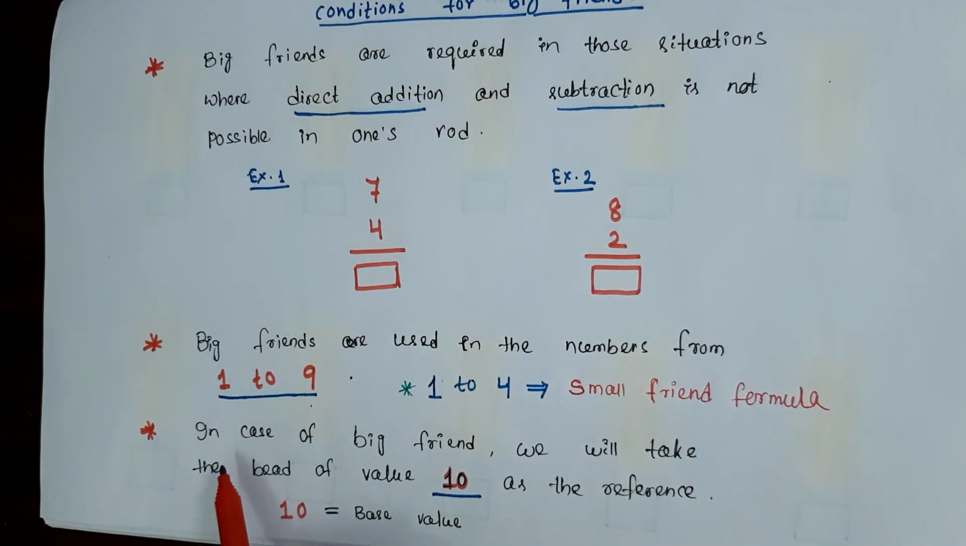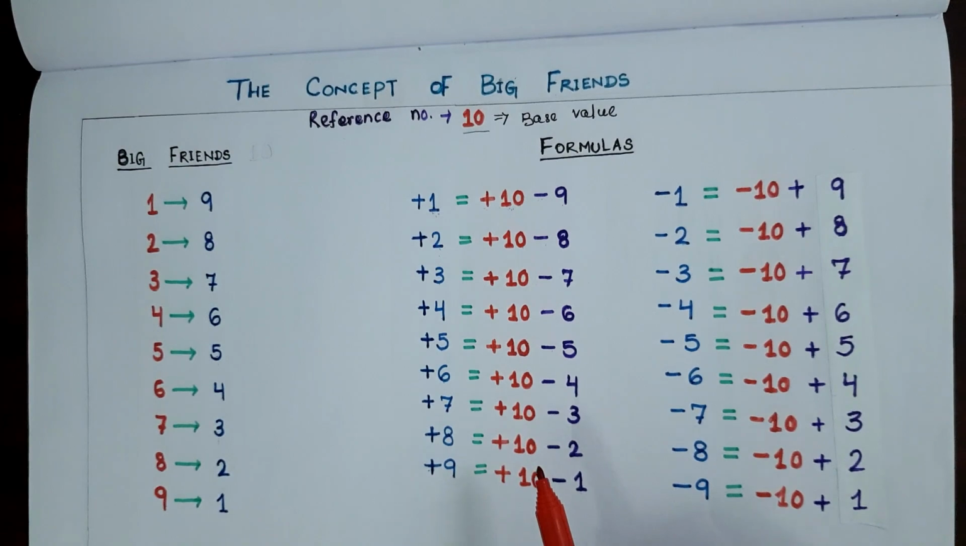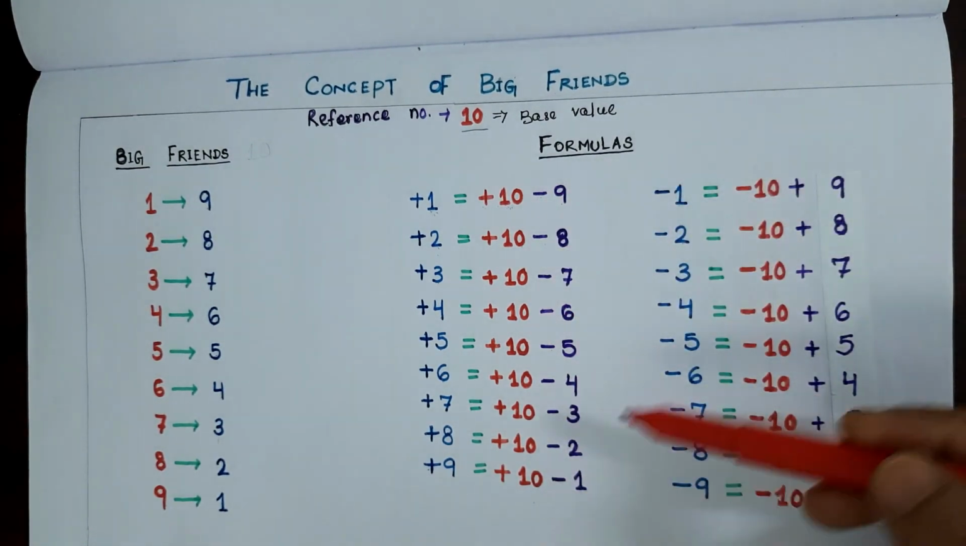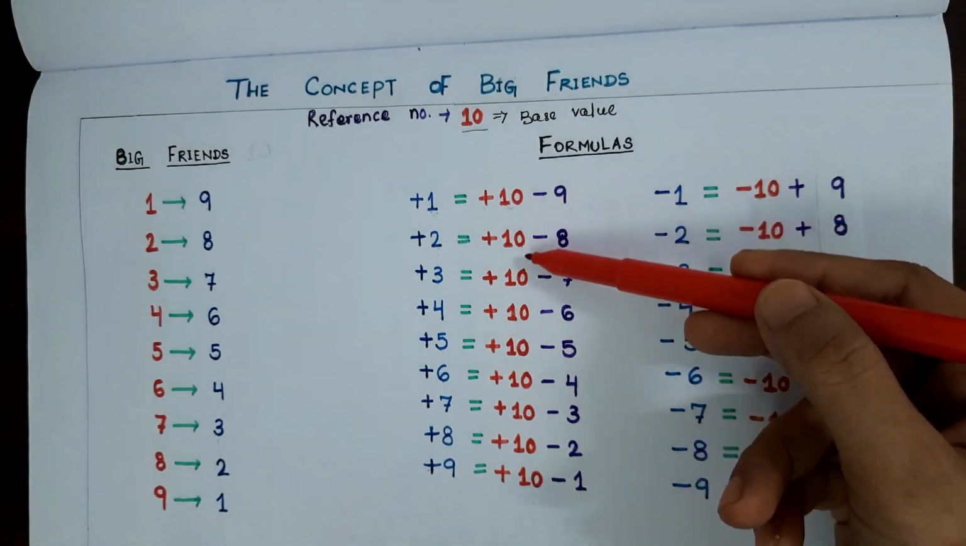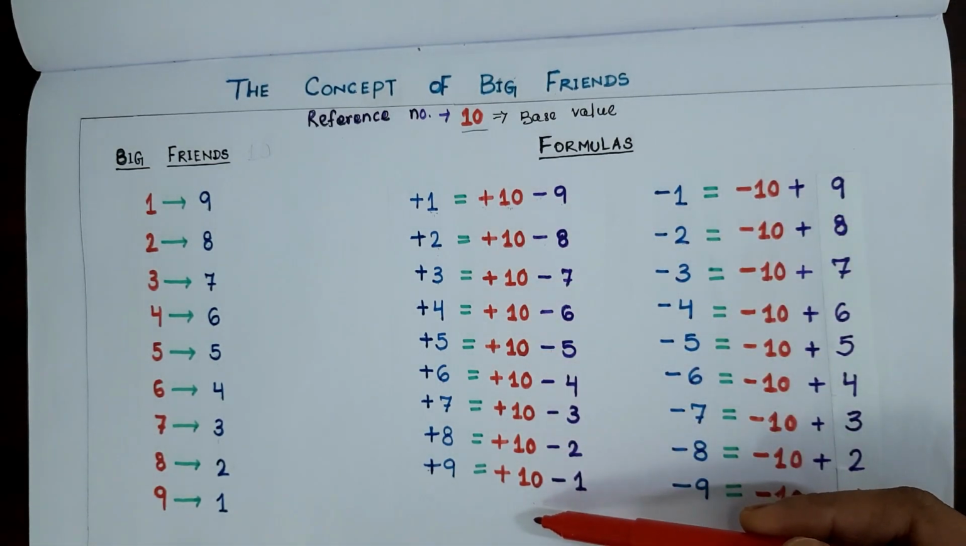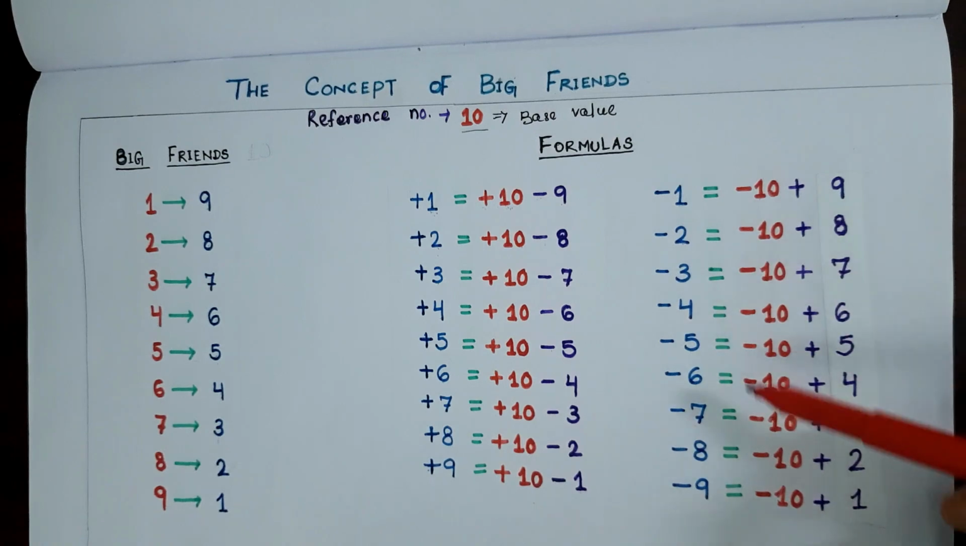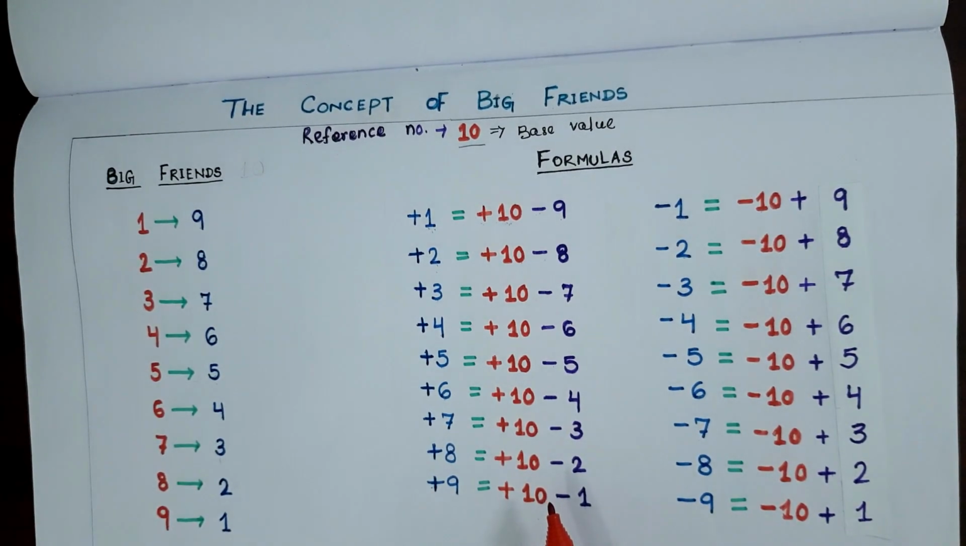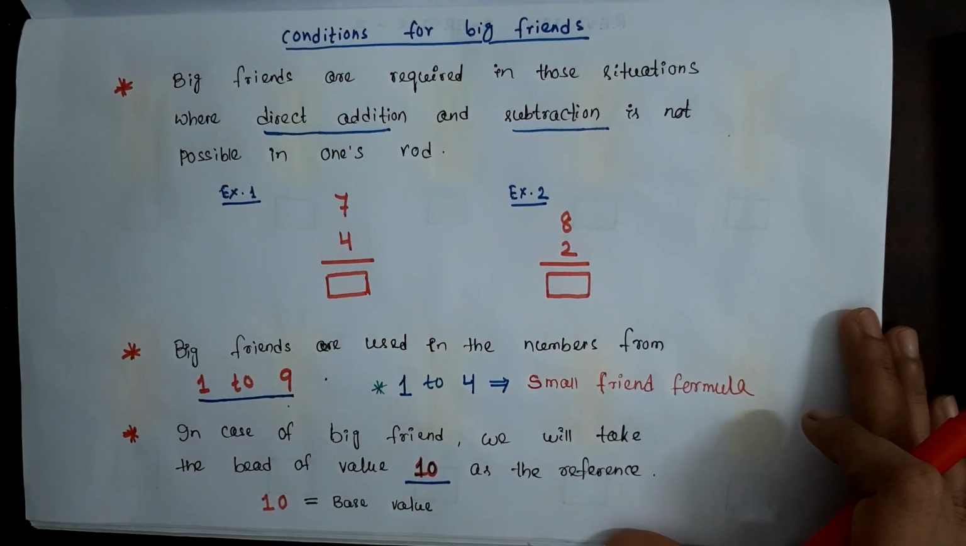Our third condition is in case of big friends we will take the base value of 10 as the reference. 10 is the base value in case of big friends. Remember these things. I had told you in my previous videos, in each and every formula we have used 10 as the base value, right? So in every formula we have to use 10. So 10 is the base value for big friends. So these are the conditions for big friends.